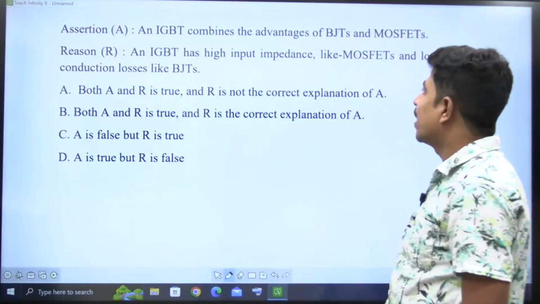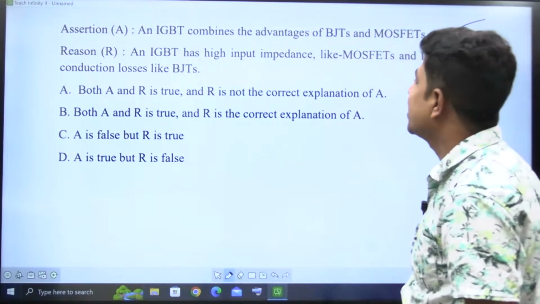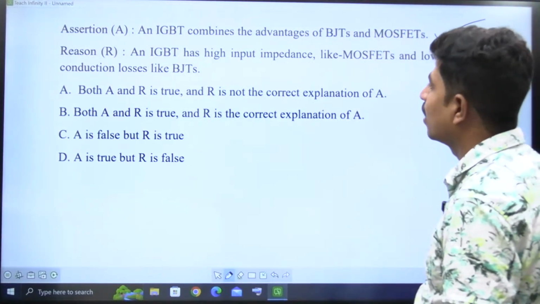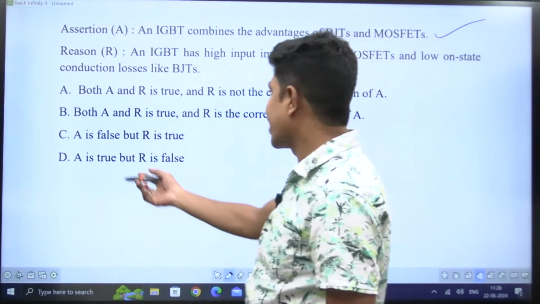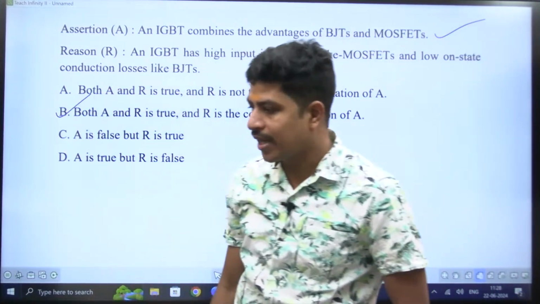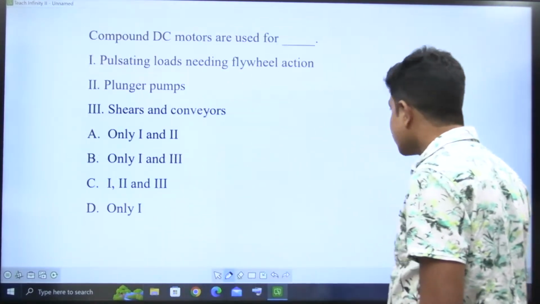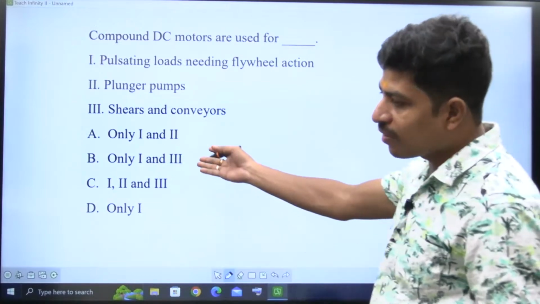An IGBT combines the advantages of BJT and MOSFET. Yes, it does. An IGBT has high input impedance like MOSFET and low on-state conduction losses like BJT. Yes, both A and R are true, and R is the correct explanation of A, right? Next question, please.